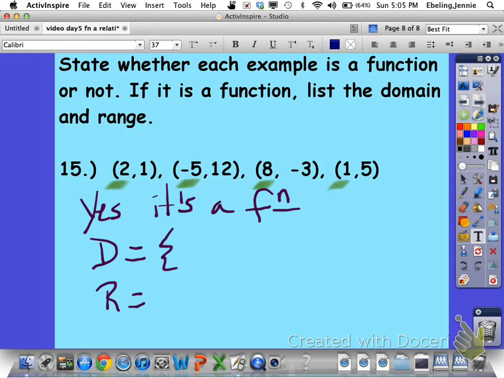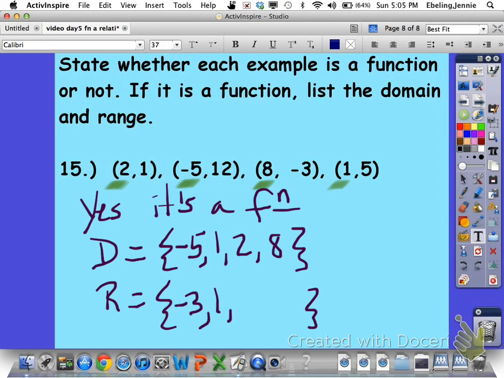My domain would be all of my x values. My range is all of my y values. If they repeat, I only write them once, and I want to make sure that I put them in numerical order. So my x's, -5 is the smallest, then 1, then 2, then 8. My range, my smallest one is -3, then I have a 1, and then a 5, and then a 12.